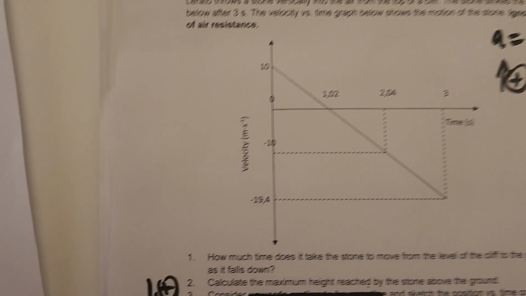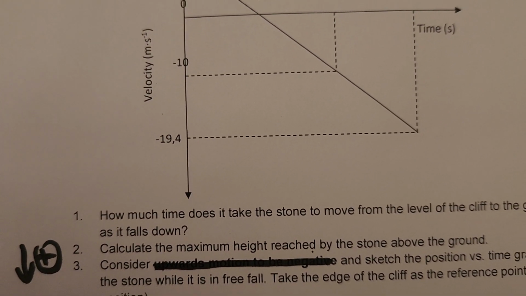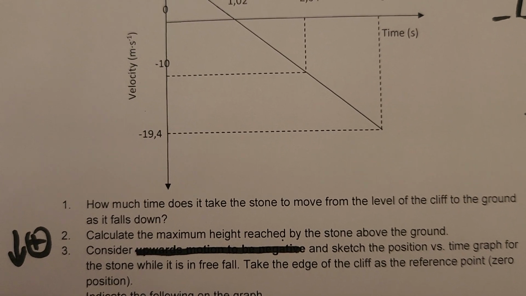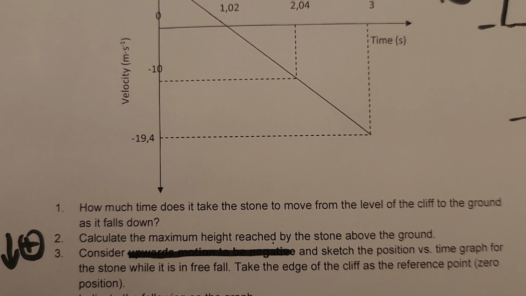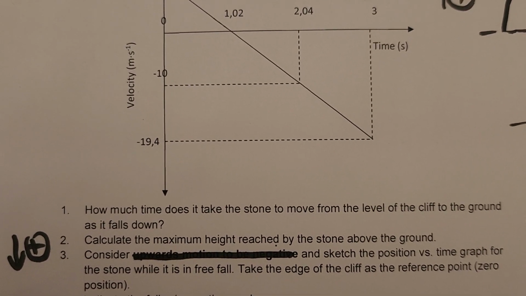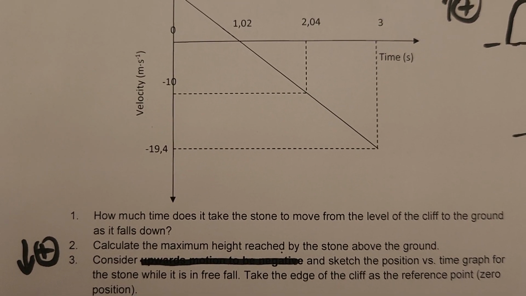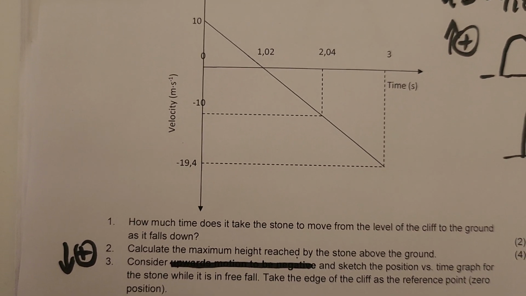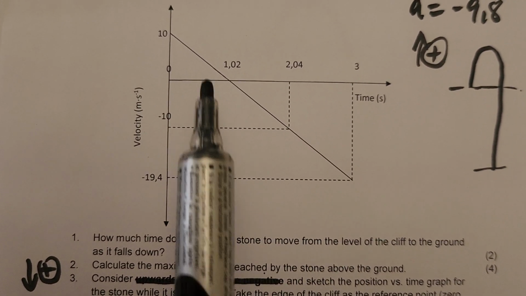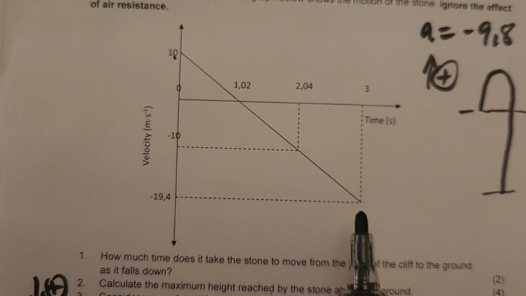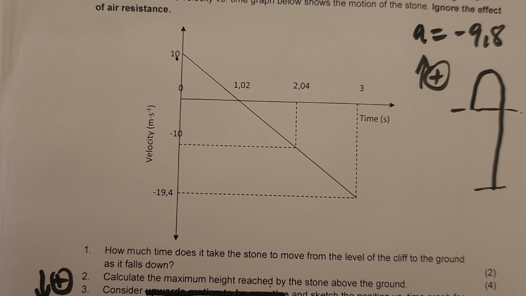Now let's listen to the questions and see whether we can approach. According to this one, the first question: how much time does it take the stone to move from the level of the cliff to the ground as it falls downwards? Calculate the time taken now. It's already given in the graph. You can see that we start from here and then finish here. It takes 3 seconds, also in the statement.